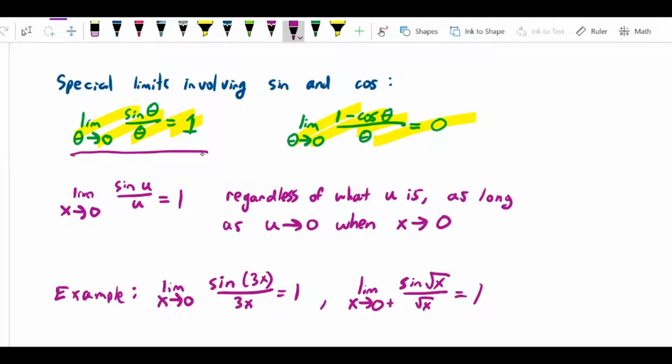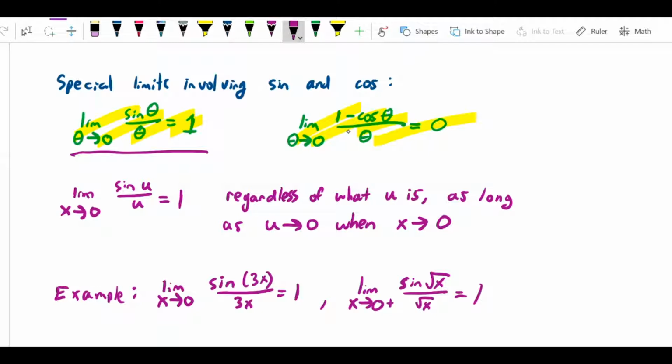Of course, sine of 0 is 0, and when theta is 0, then that's 0. So this is a 0 over 0 limit, and since cosine of 0 is 1, 1 minus cosine theta over theta as theta approaches 0 is also a 0 over 0 limit, and that one happens to equal 0.